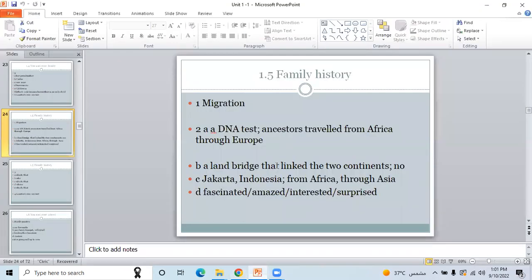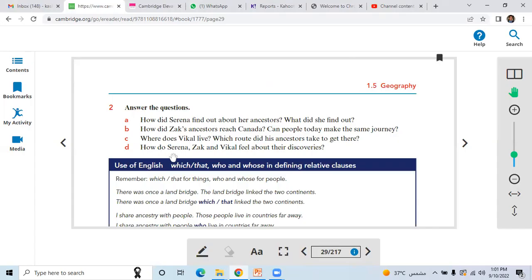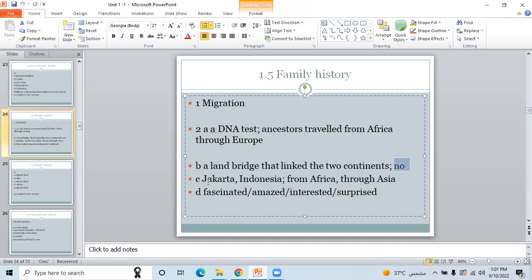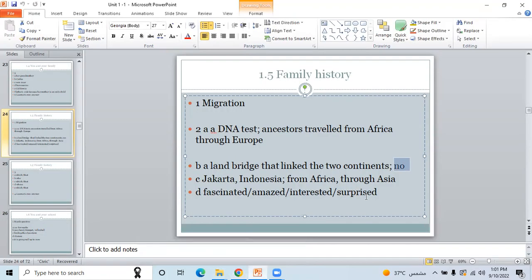A land bridge that linked two continents? No, today it is not possible. All right, then C is where does Ricard live and which route did his ancestors take to get there? You can see they live in Jakarta, Indonesia, and the route they took was from Africa to Asia, right? Then how do Serena, Zach, and Ricard feel about their discoveries? They feel fascinated, amazed, interested, and surprised as well.